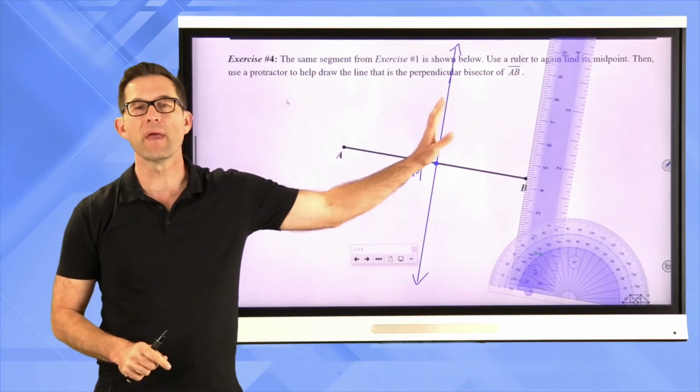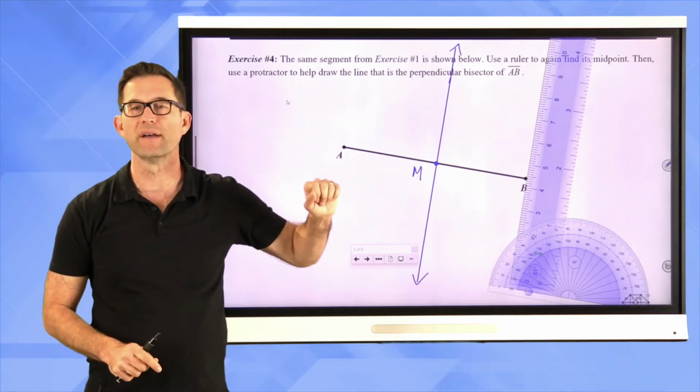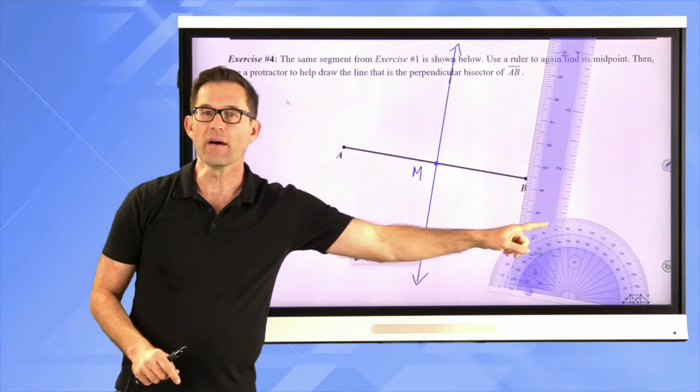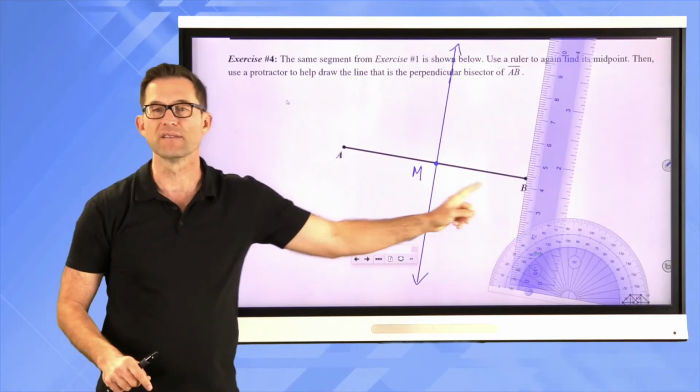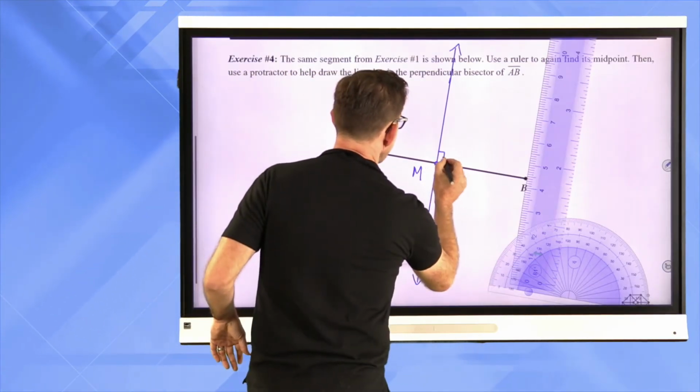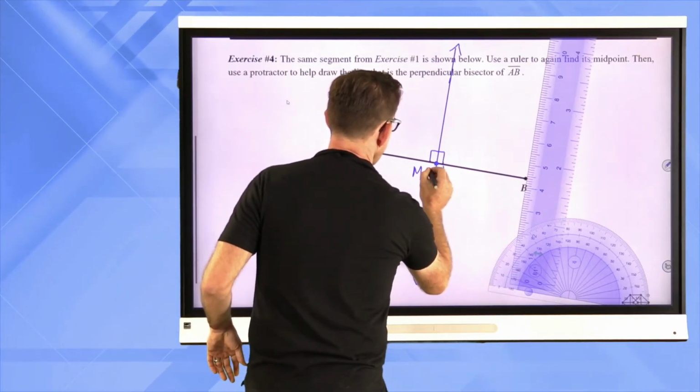It is going to be an amazingly important idea, this perpendicular bisector. This idea that it's a line that cuts a segment in half, so AM has the same length as BM, and all of these things, right, are right angles.